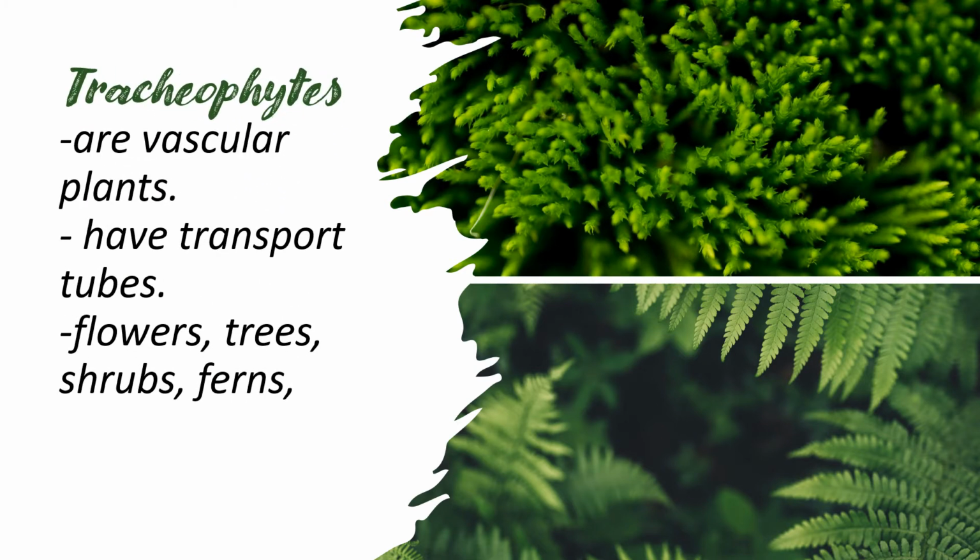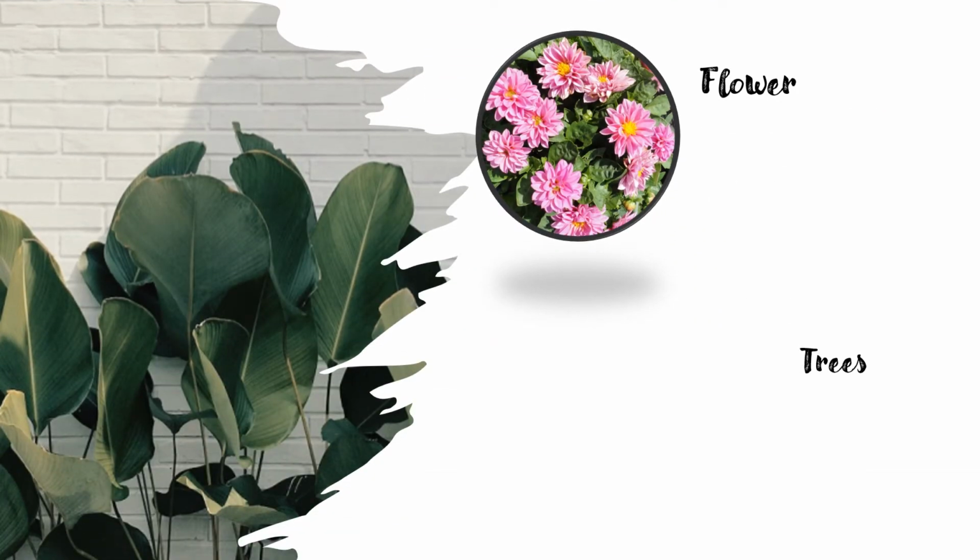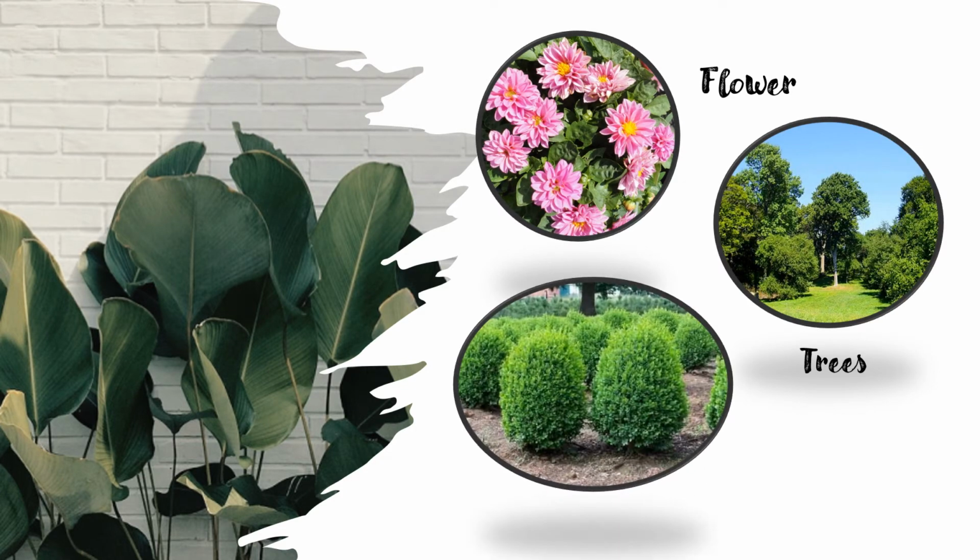tracheophytes. Unlike bryophytes, tracheophytes are vascular plants, have transport tubes. Examples of these are flowers, trees, and shrubs. Tracheophytes are further divided into divisions. The divisions are distinguished mostly on how their spores and gametophytes function. In ferns and club mosses, the gametophyte becomes a free living generation.